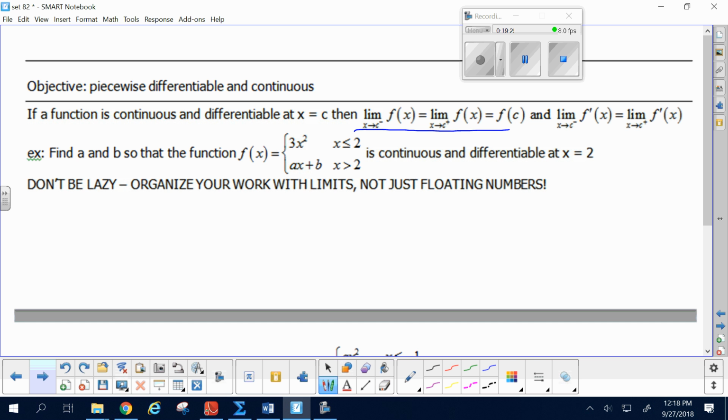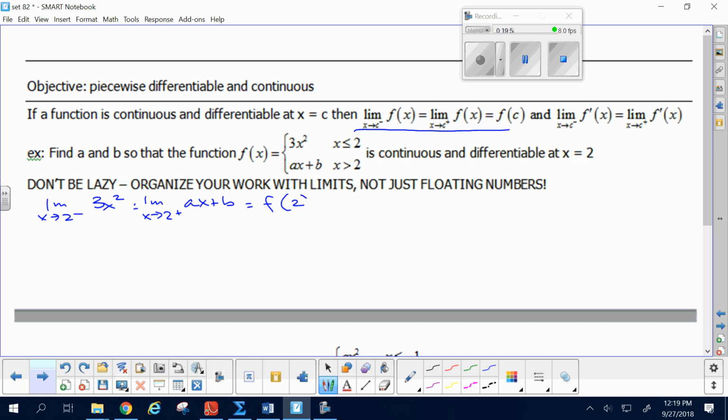First and foremost, though, if it's continuous, then let's start with limits. The limit as x approaches 2 from the left. I'm not a big fan of using f of x there only. I was taught that if you are given a piecewise function, you should identify what piece you're referring to during that part of the work. So on that part, I'm looking at 3x squared. And that needs to equal the limit as x goes to 2 from the right, which is ax plus b. And that needs to be f at 2.